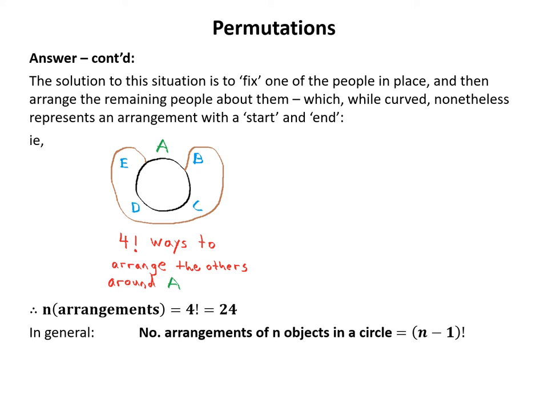So what we end up with is four different people who are to be arranged about A. And of course, since there's a definite start and end point, we treat it the same as we did before. So the answer must equal 4 factorial, which equals 24. Now notice, the answer is not 5 factorial, but 4 factorial, because by choosing one of the people to fix the others around, we're actually taking them out of the equation. So we can generalize that to get the rule that the number of arrangements of n objects in a circle equals (n minus 1) factorial.